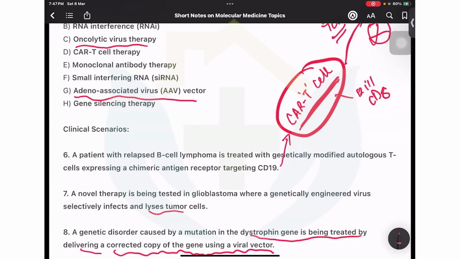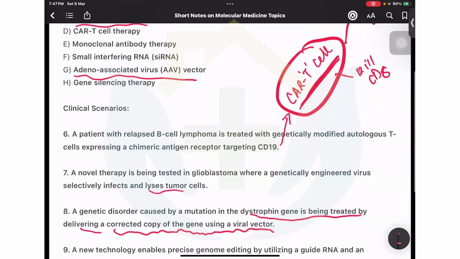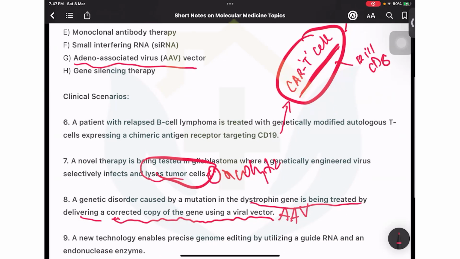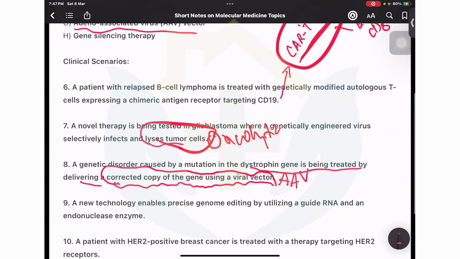So whenever a multi-organ virus is used, that is specifically used to alter the gene structure of the body. A genetic disorder, the dystrophin gene, is being treated by delivering a corrected copy of the gene using a viral vector. This should be an adenoviral vector. And this should be an oncolytic virus, where the lysing of tumor cells is happening. Here, a corrected copy is being delivered. So we are actually making a healthy chromosome, healthy DNA.